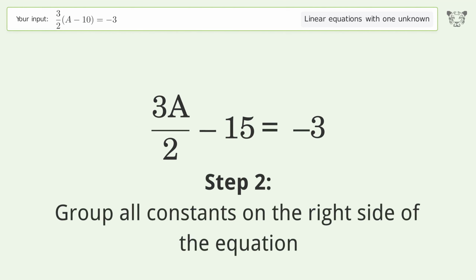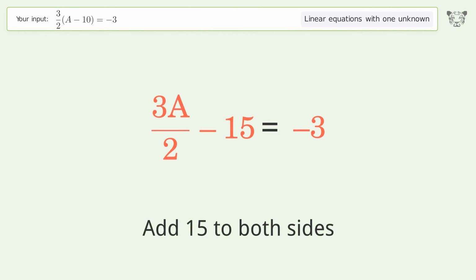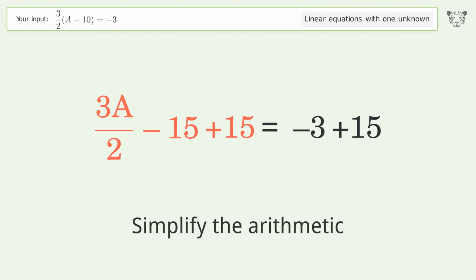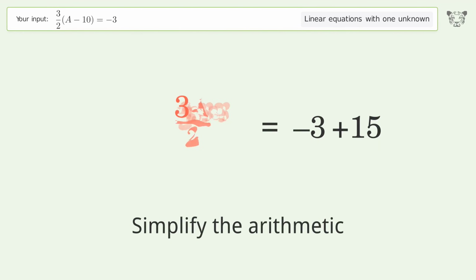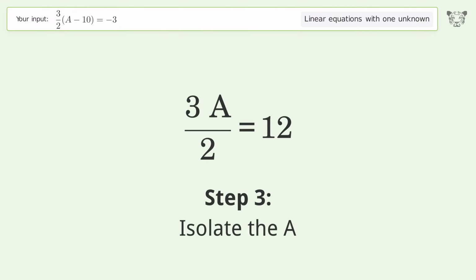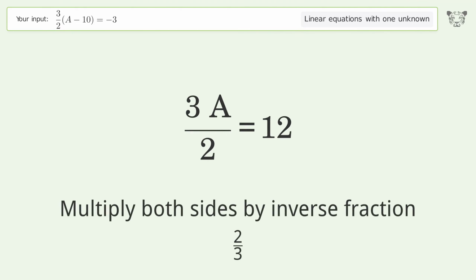Group all constants on the right side of the equation. Add 15 to both sides. Simplify the arithmetic. Isolate the A. Multiply both sides by inverse fraction 2 over 3.